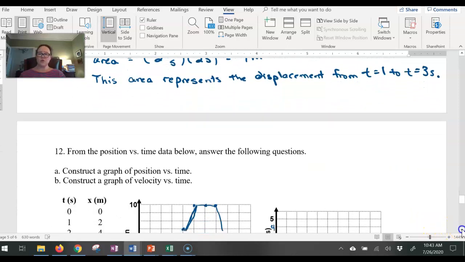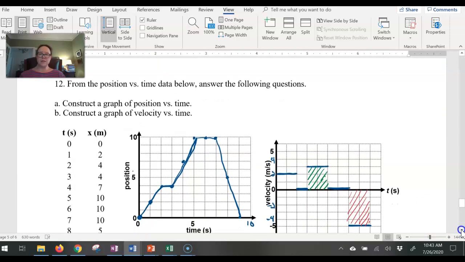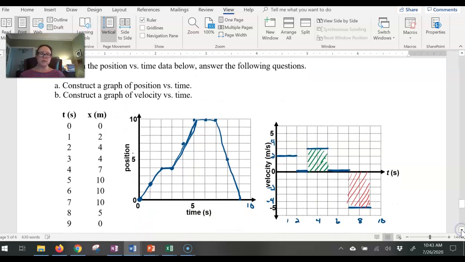And let's go on to number 12. This, again, is a problem where we're using what we've learned about these graphs to try to solve some problems. So here, instead of giving me a motion map or something, they gave me a table of data. Here is the time, and here's the position at that time.